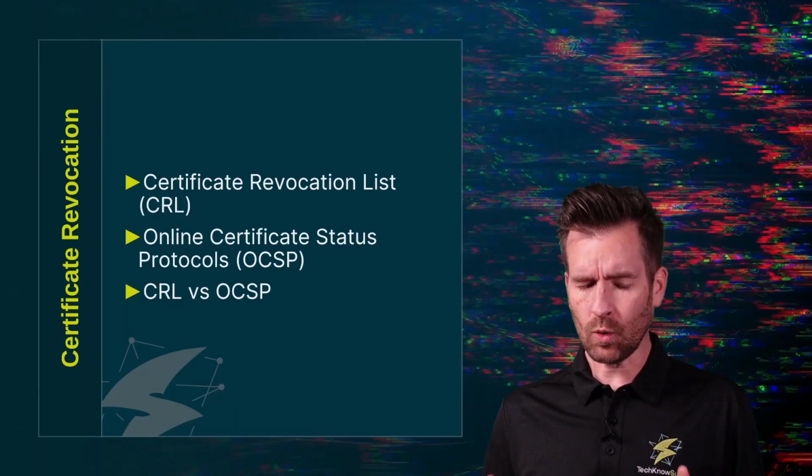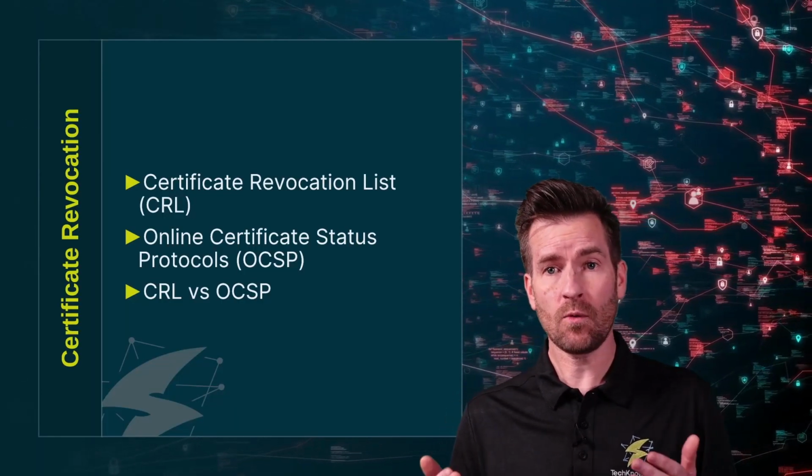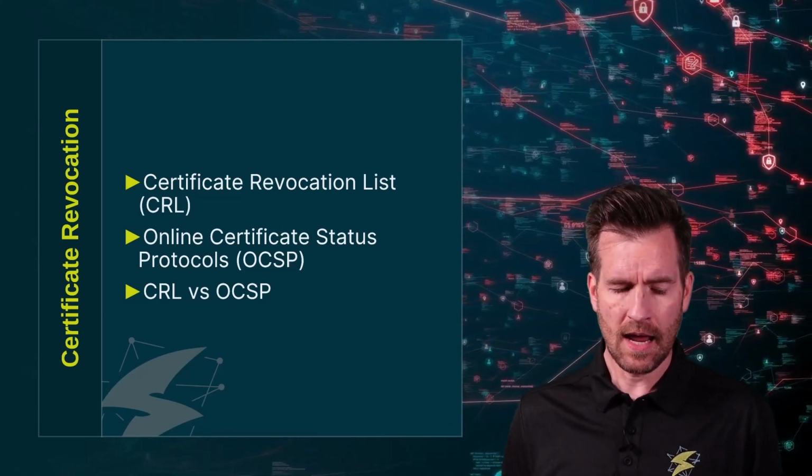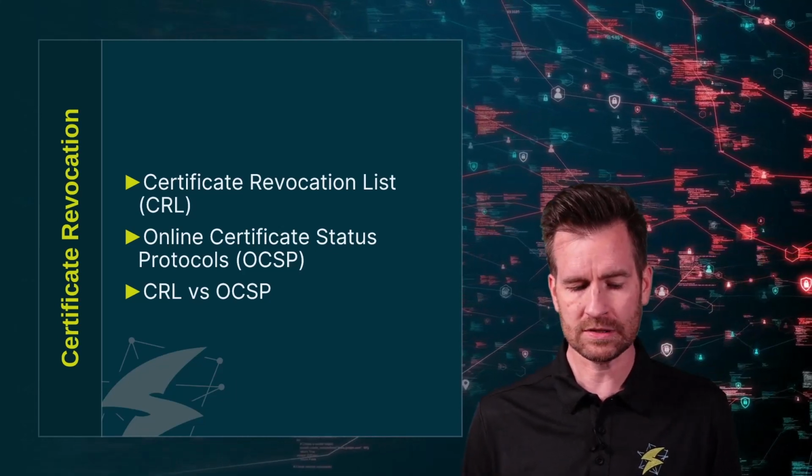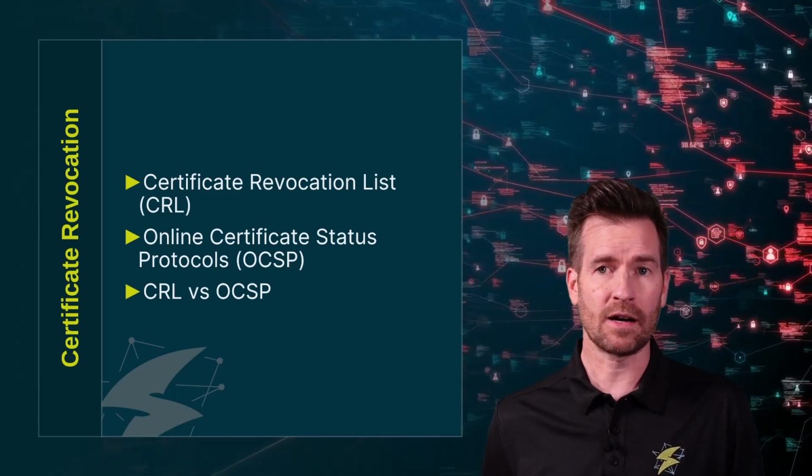In this video, we'll start out by talking about the Certificate Revocation List, the CRL, and then we'll get into the Online Certificate Status Protocol, or OCSP. Then we're going to compare and contrast the two.